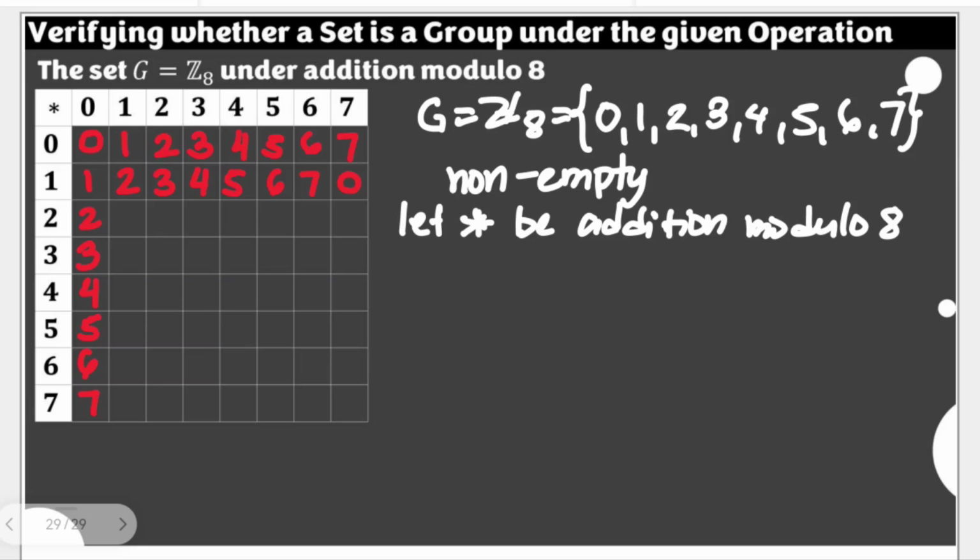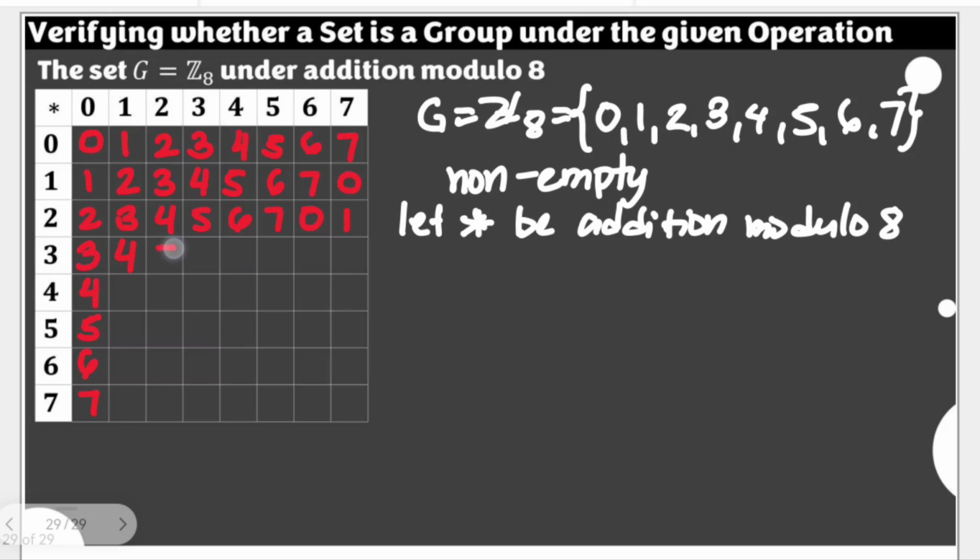So you will not be getting 8 here; you only go until 7 and then you return to 0. The next row, we have 2 plus 1 is 3 modulo 8. 2 plus 2 is 4. 2 plus 3 is 5. 2 plus 4 is 6 modulo 8. 2 plus 5 is 7 modulo 8. 2 plus 6 is 8 modulo 8. That's actually just 0 modulo 8. 2 plus 7 is 9 modulo 8. You have here 1.